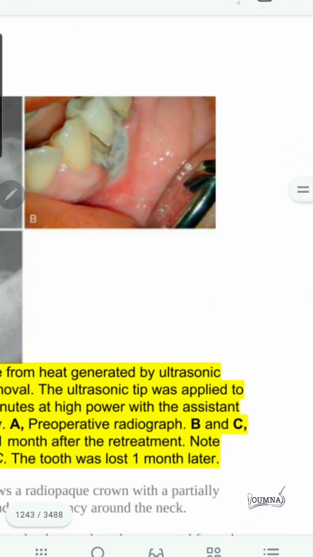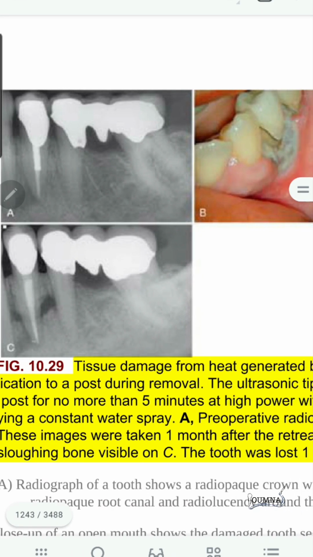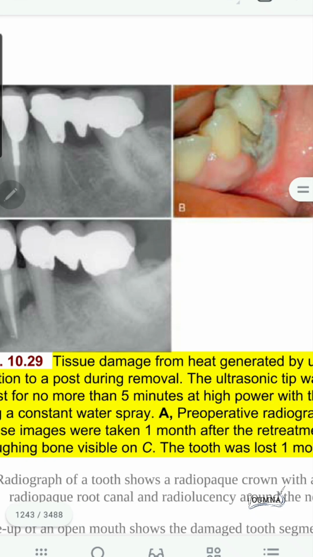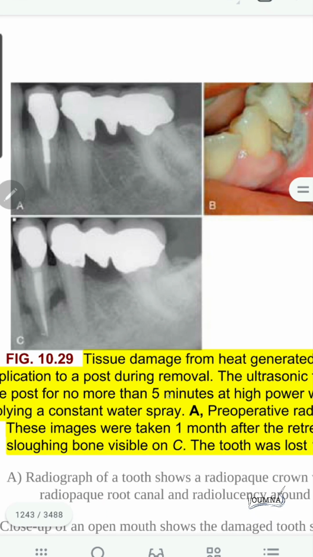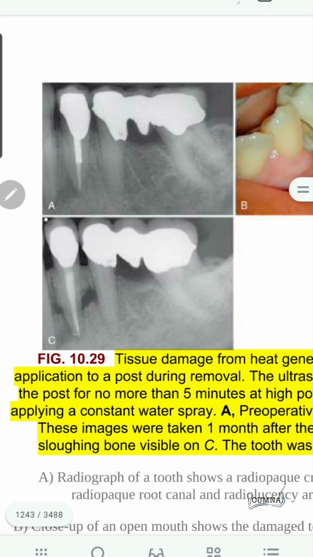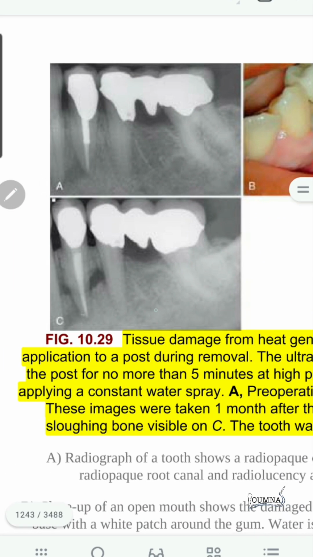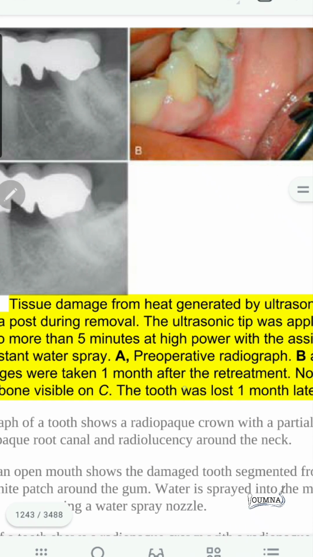Another complication is bone burning. In this case, the clinician used the ultrasonic tip for 5 continuous minutes. Even though there was a water spray, the patient suffered from burning of the bone, and he lost the tooth 1 month after the procedure due to the heat generation from the ultrasonic tip.